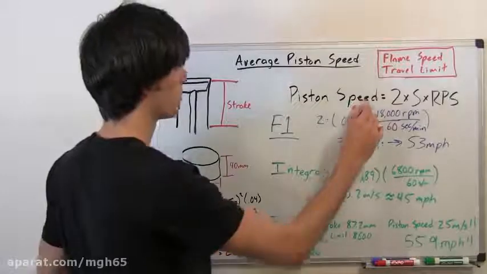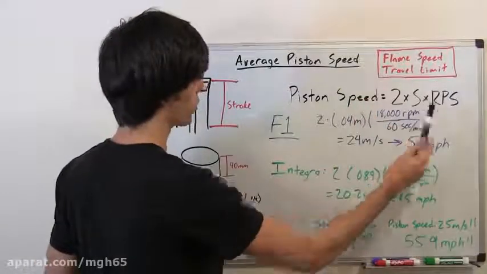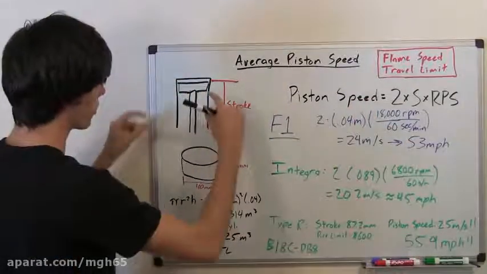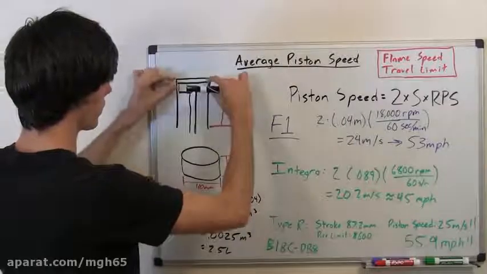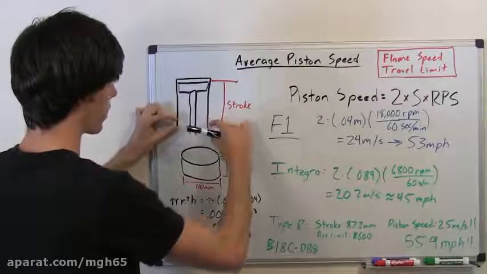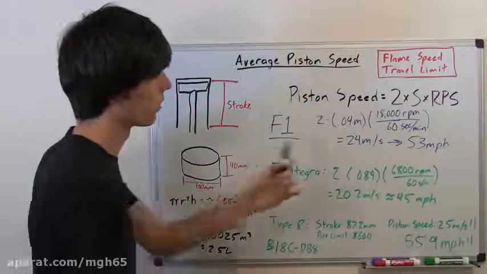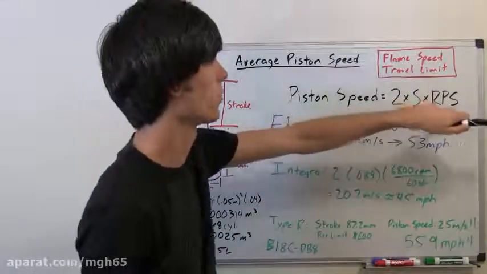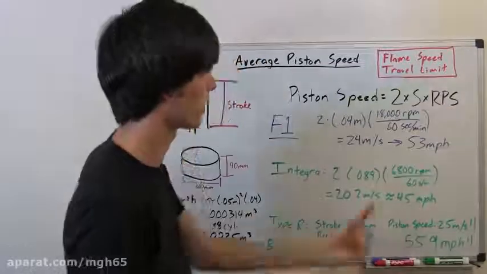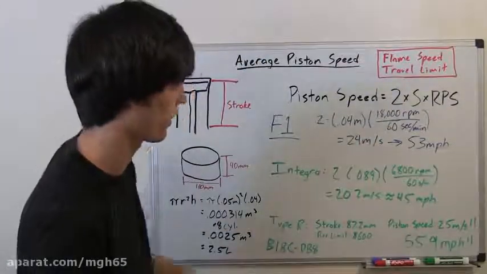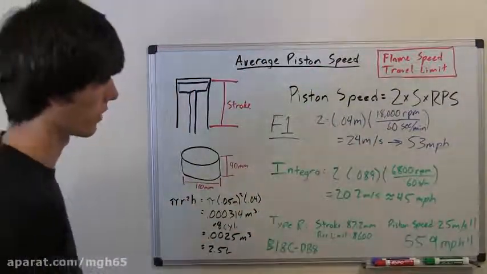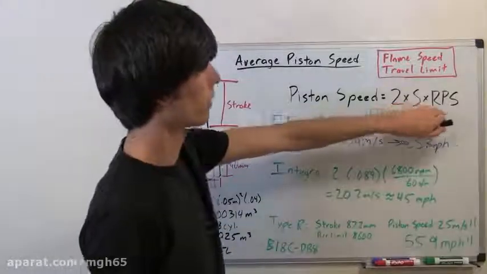So our piston speed is going to be 2 times our stroke. The reason 2 times our stroke is because it's not only going to travel to the top of the cylinder, but it's also going to travel back down to the bottom of the cylinder in 1 revolution of the crank. So 2 times the stroke times the revolutions per second. We're going to get this in units of meters per second, and then you can convert it to whatever you're familiar with. So, revolutions per second.